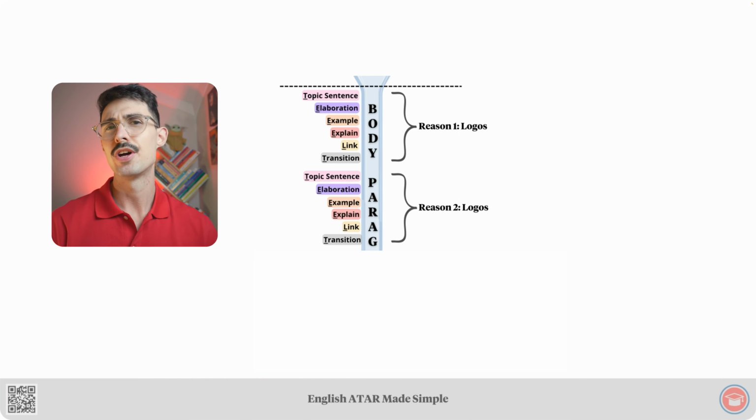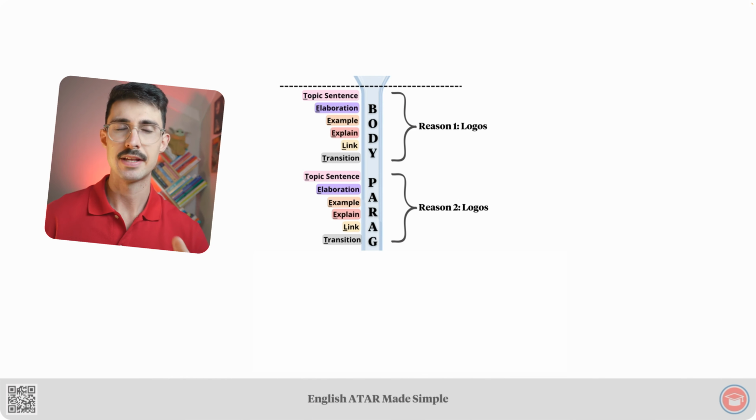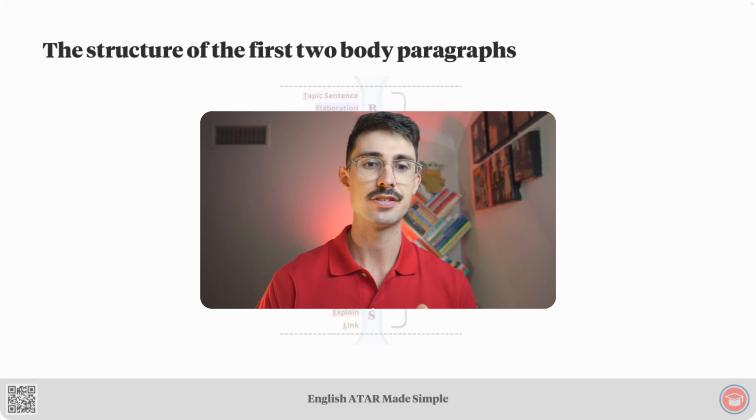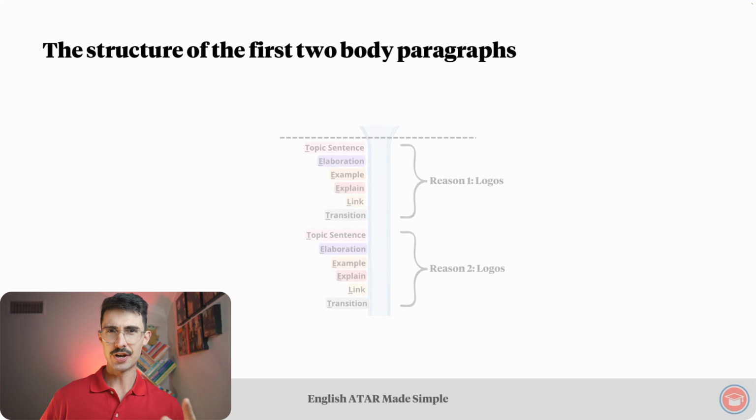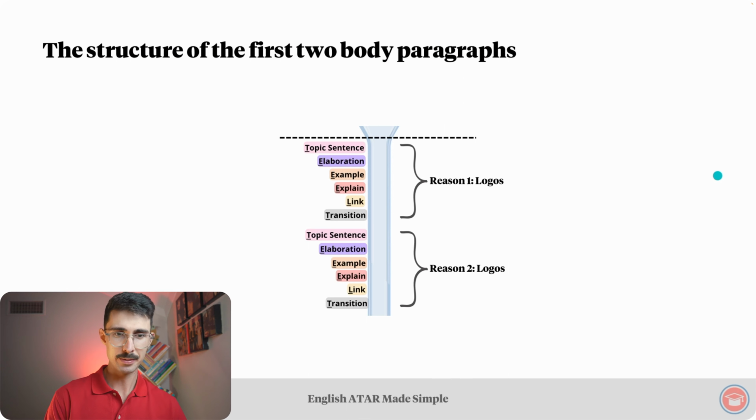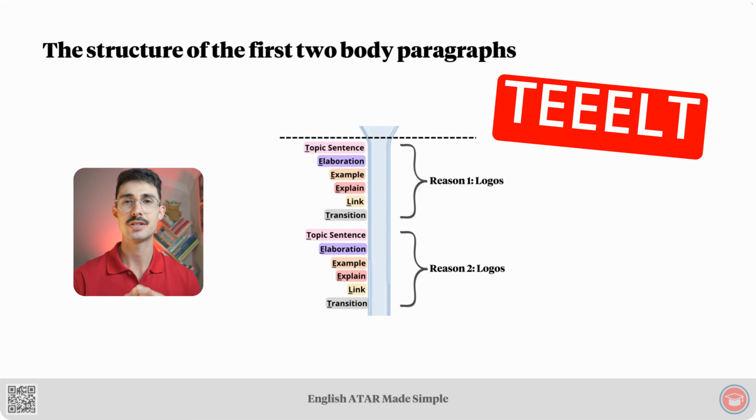The structure of the first 2 body paragraphs is the same. They have the same elements, so we can use the one mnemonic for them. These first 2 body paragraphs have topic sentence, elaboration, example, explain, link, and transition, or TEELT.